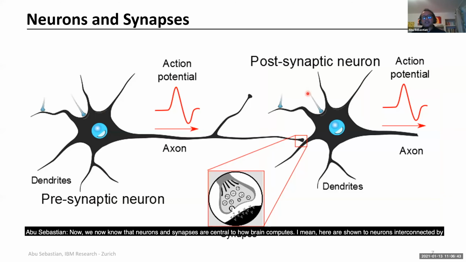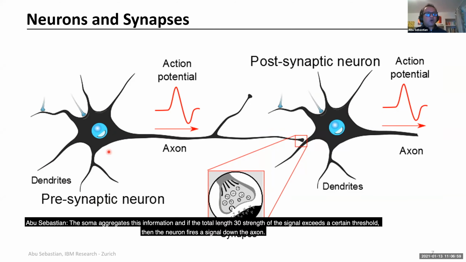Now, we know that neurons and synapses are central to how the brain computes. Here are shown two neurons interconnected by synapses. The dendrites that you see here bring the signals into the cell body, which is referred to as the soma. The soma aggregates this information, and if the total strength of the signal exceeds a certain threshold, then the neuron fires a signal down the axon.